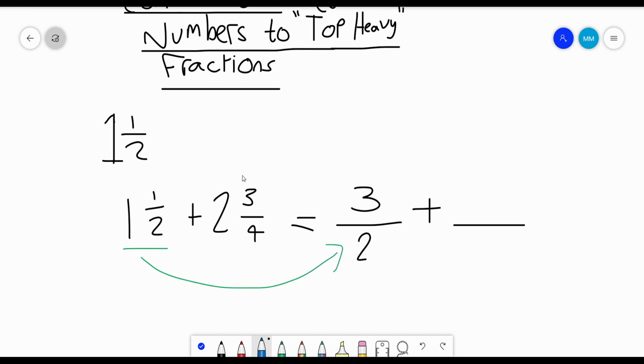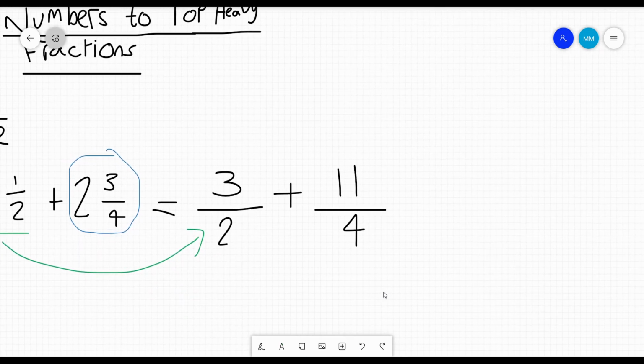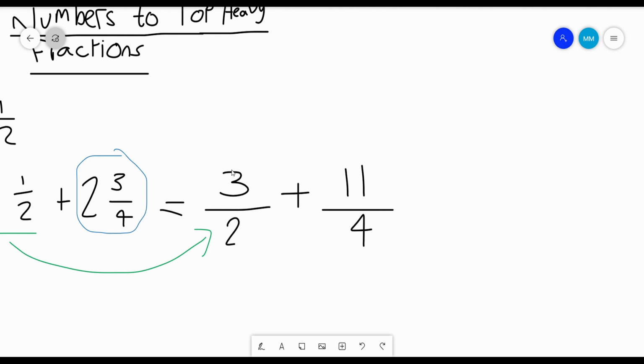Now let's look at this one here. First we put the 4 there, put 4 in here. We have 2 lots of 4, that's 2 times 4. 2 4s are 8. 8 plus 3 is 8, 9, 10, 11. So we now put 11 up here. Don't argue with this, you just do it. There we go, we've got our top heavy fractions. Number at the top bigger than the number at the bottom.